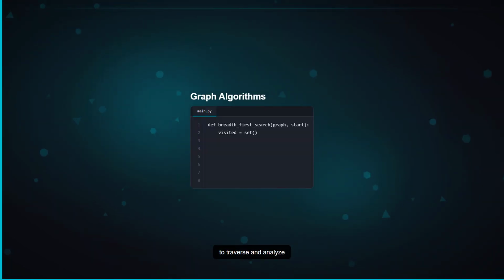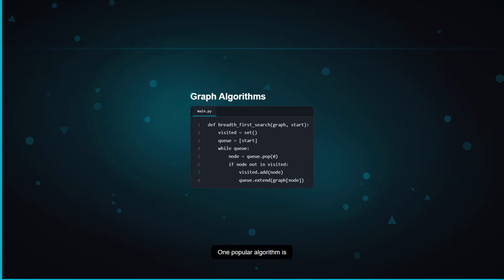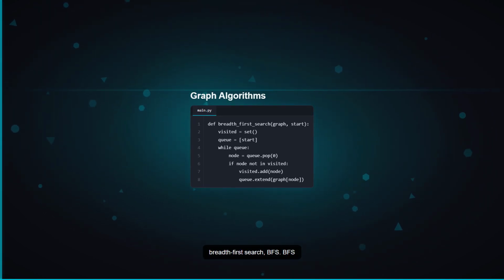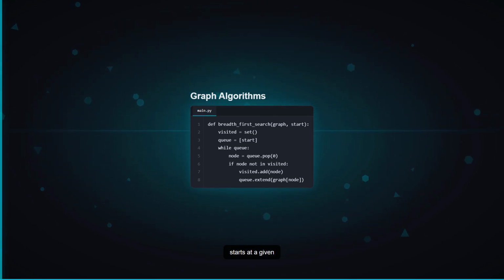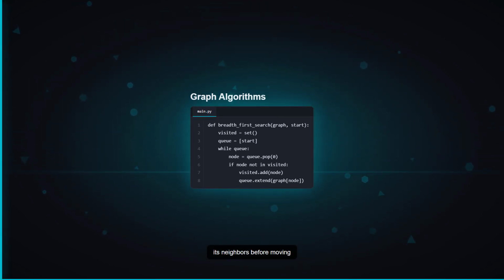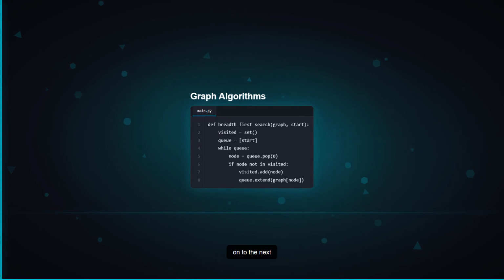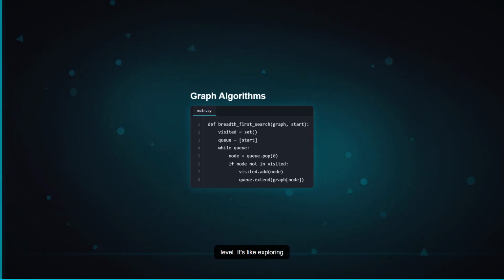Graph algorithms are used to traverse and analyze graphs. One popular algorithm is breadth first search, BFS. BFS starts at a given node and explores all its neighbors before moving on to the next level. It's like exploring a city block by block.